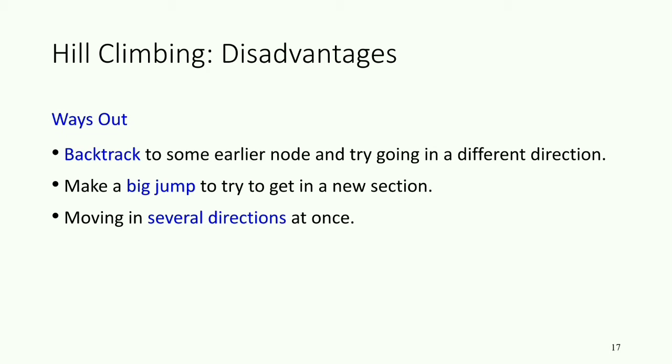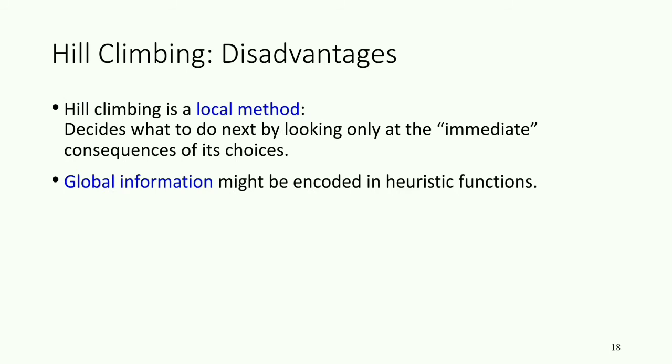So how can we overcome these disadvantages? There are different ways that can be used. The first one is to backtrack to some earlier node and try going in a different direction. Another solution is to make a big jump to try to get into a new section. And the third one is moving in several directions at once.